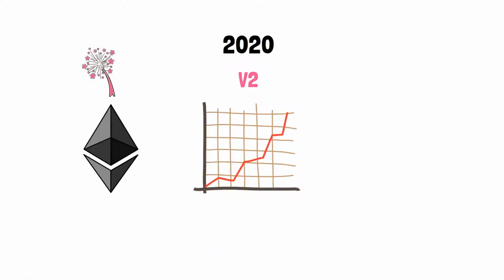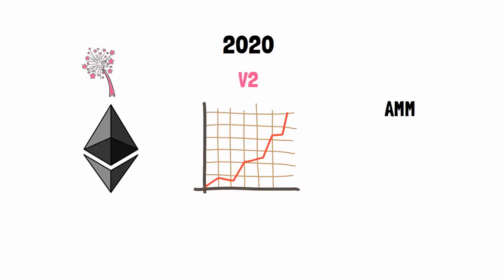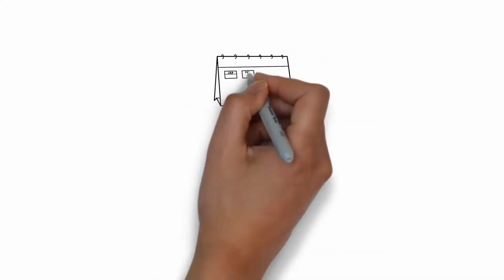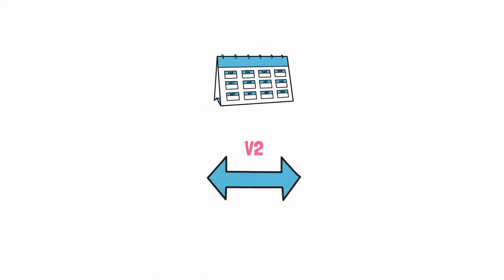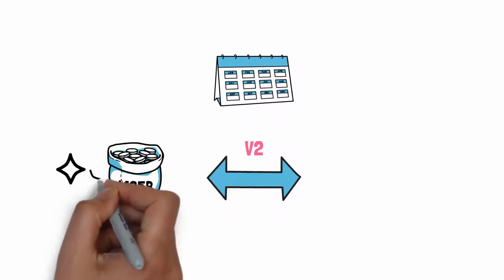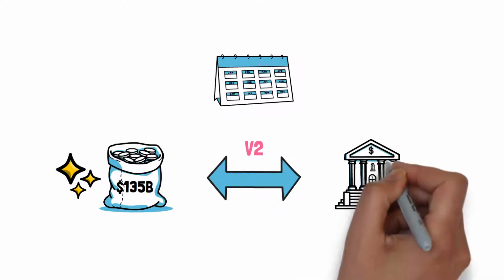It also became pretty much a standard for automated market makers, making it one of the most forked projects in the whole DeFi space. Less than a year since its launch, V2 has facilitated over $135 billion in trading volume, an astonishing number that is comparable with top centralized cryptocurrency exchanges.